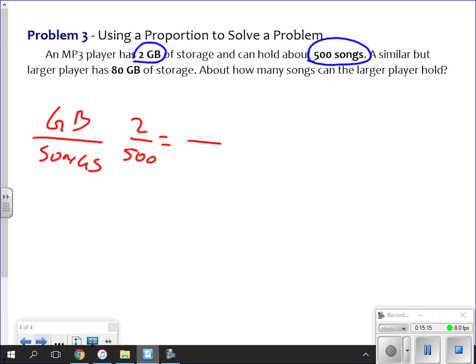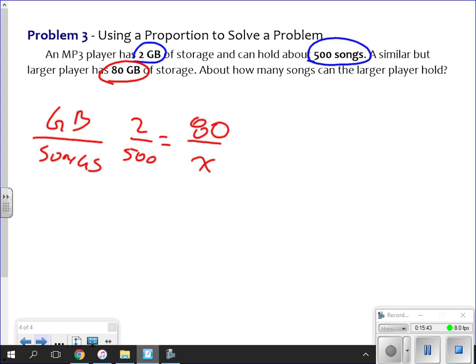Okay. So I have gigabytes over songs, and then now I have to fill in my other fraction. So what goes in the numerator of my other fraction? Gigabytes, because how many of them? 80, because that's what the other thing we know is. We know 2 and 500 match up. We want to figure out if we have 80 gigabytes, how many songs do we have? Because that's the thing we don't know. We put in a variable for what we don't know.